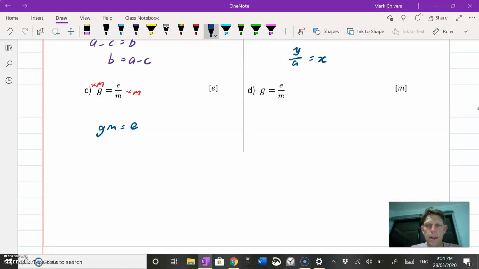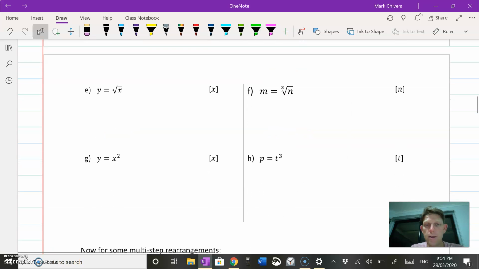Although we want to get M on its own, it's probably going to be easiest in this instance to just get rid of that fraction first. So if we multiply both sides by M, just like we did over here, we're going to end up with GM equals E. Now at this point we can divide both sides by G, and we're going to end up with M equals E over G.